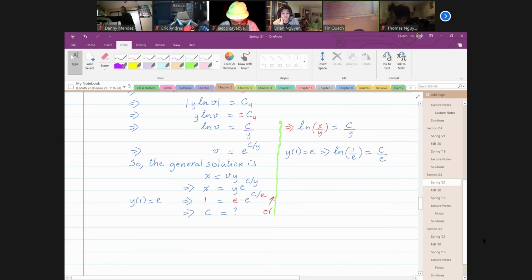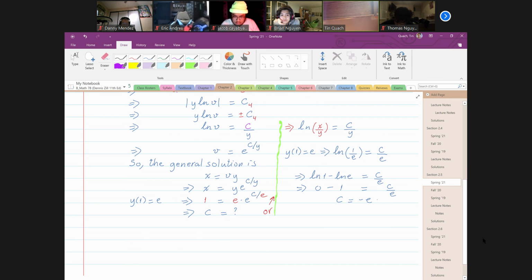So ln of 1 over e is ln of 1 minus ln of e. And ln of 1 is 0. ln of e is 1, so that's 0 minus 1. So c is equal to -e. You see? So c is equal to -e. So it's faster that way, right? So therefore, you see, this is easier.